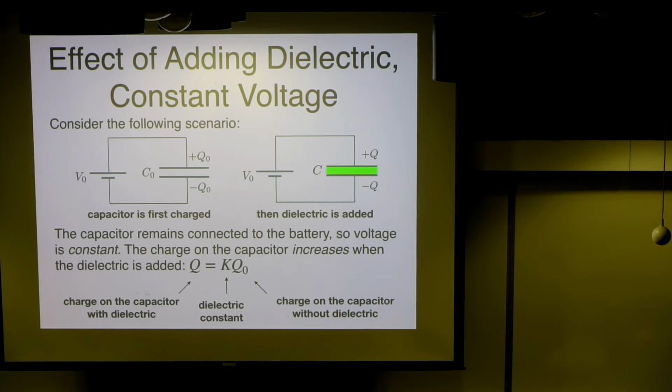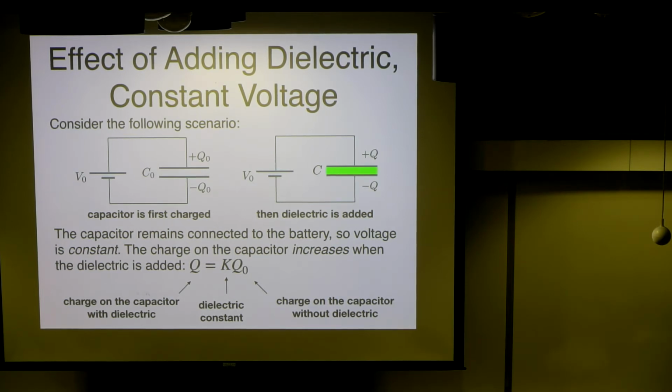The way we're going to figure out what happens here is actually pretty straightforward, because you see, this entire time, we're connected to the same exact voltage source. We're connected to the same battery. So even though we add the dielectric, the voltage across the capacitor stays the same, because that's just determined by our battery. So what stays constant here is the voltage. It's important to see that.